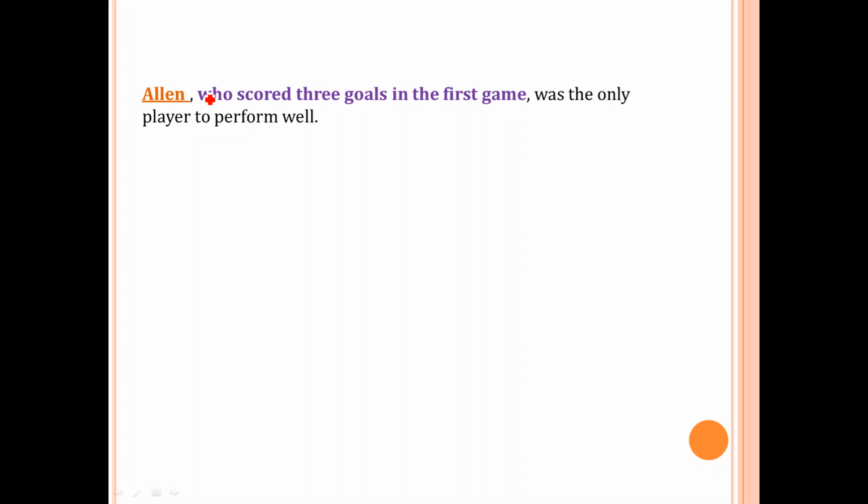بنحكي ألين الذي أحرز 3 أهداف في المباراة الأولى كان هو الشخص الوحيد الذي أدى أداء جيدا أو كان يلعب بشكل جيد. Now once again this is the relative clause and also I have it between 2 commas بين فاصلتين because it's optional and it's not really necessary. And if I say my sentence if I delete this one إذا حذفت هاي الجملة it's not gonna really make any difference. يعني ممكن أحكي Ellen was the only player to perform well.